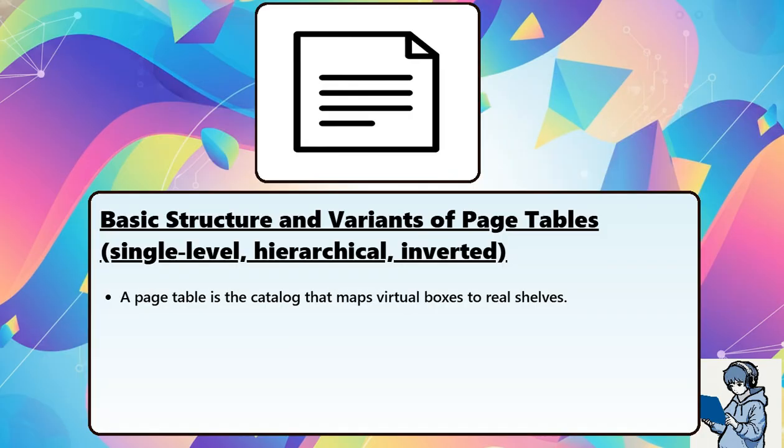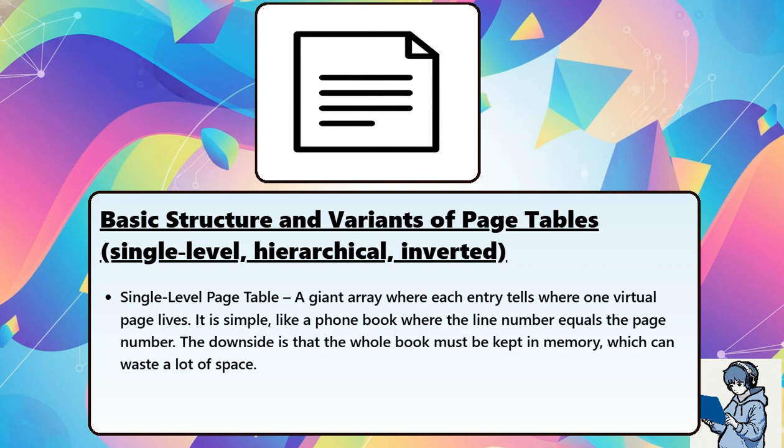A page table is the catalog that maps virtual boxes to real shelves. There are 3 common ways to organize the catalog. Single-level page table, a giant array where each entry tells where one virtual page lives. It is simple, like a phone book where the line number equals the page number. The downside is that the whole book must be kept in memory, which can waste a lot of space.